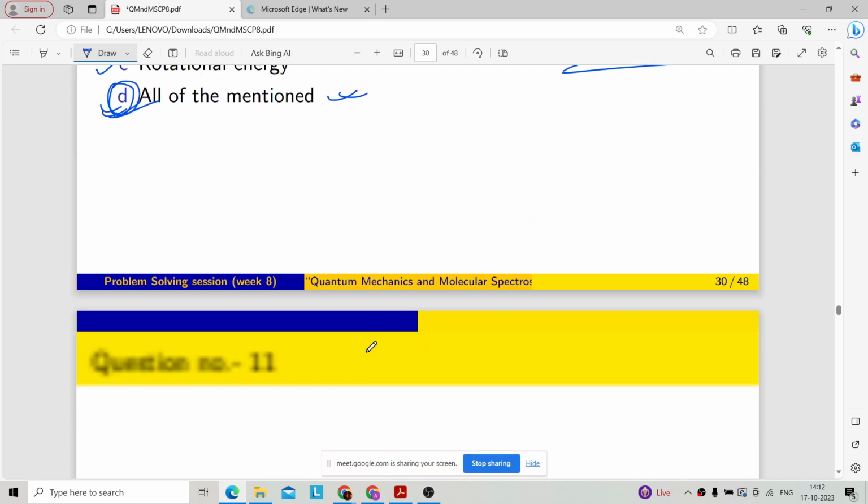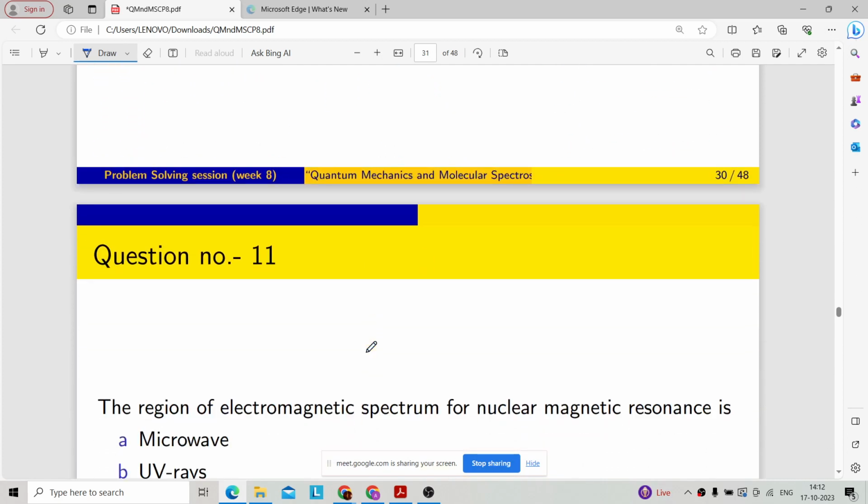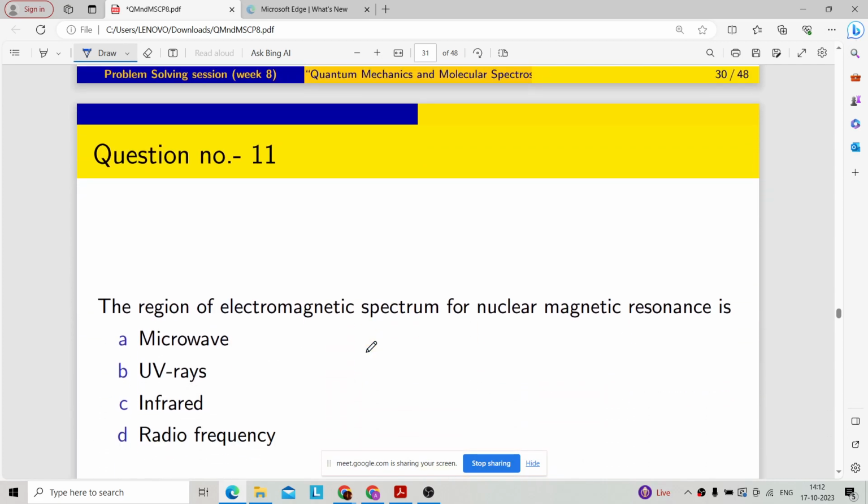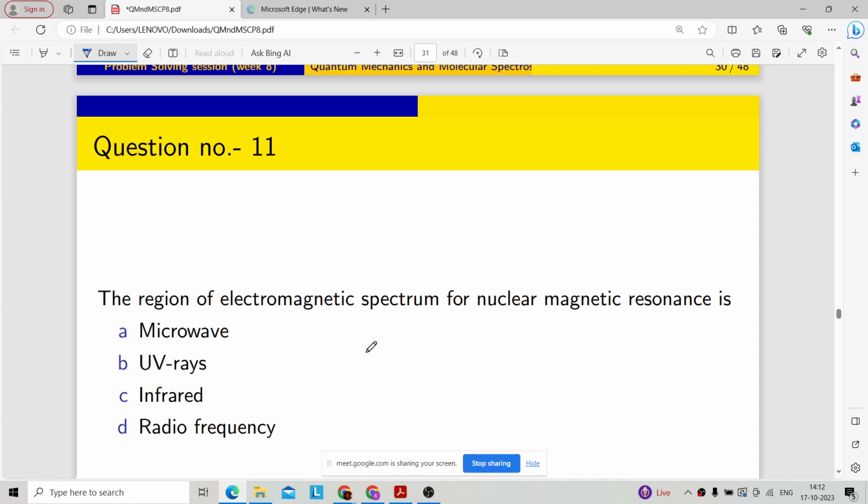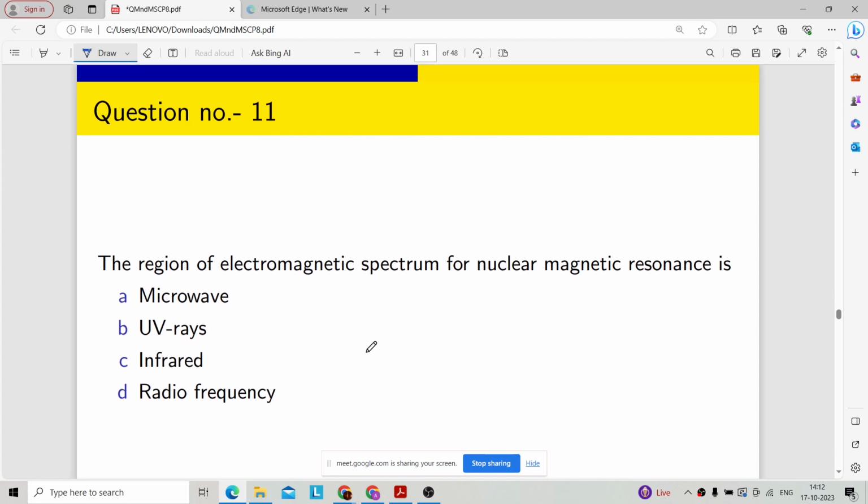Okay, then moving on to the next question. The region of the electromagnetic spectrum for nuclear magnetic resonance is which one?